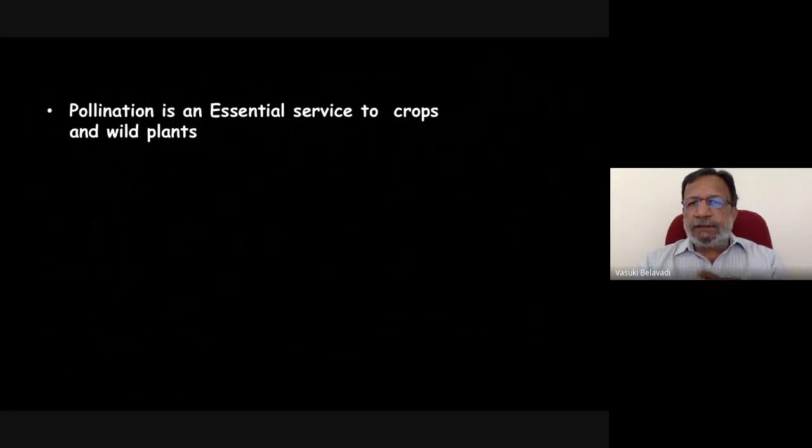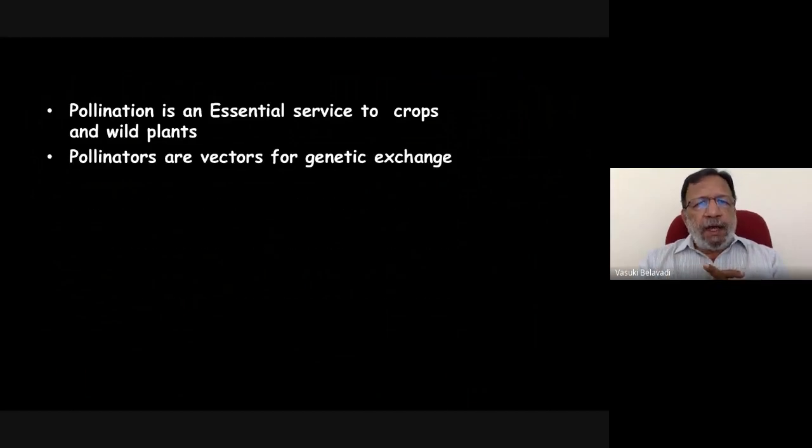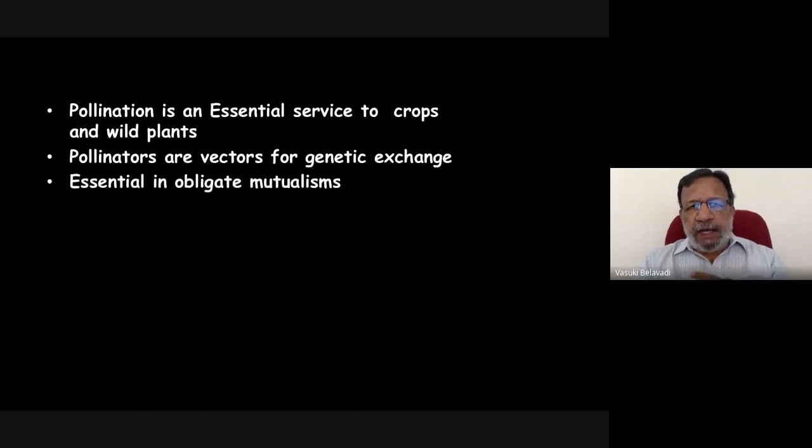Pollination is an essential service to crops and wild plants, and pollinators are vectors for genetic exchange. And they're essential in obligate mutualisms.